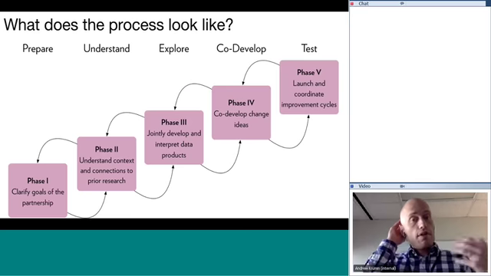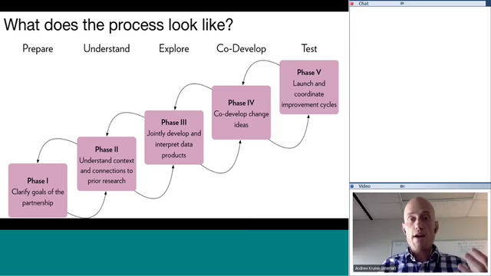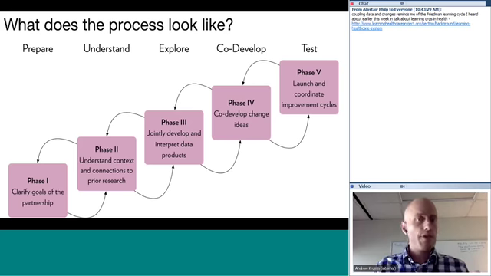There are five keywords that we clue into: prepare, understand, explore, co-develop, and test. So we want to clarify why we're working together, in the new tech or high-tech high case. We want to understand the different ideas, frameworks, and experiences from the front line that we can bring to our questions.